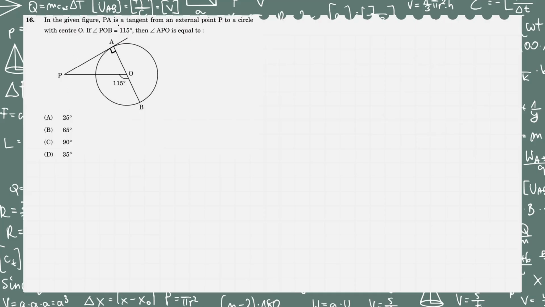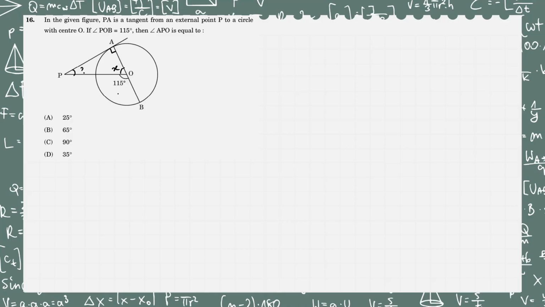In the given figure, PA is a tangent from an external point P to a circle with center O. If angle POB equal to 115 degrees, then angle APO is equal to? So we need to find out this angle. That's the question mark. This angle I am calling X here.